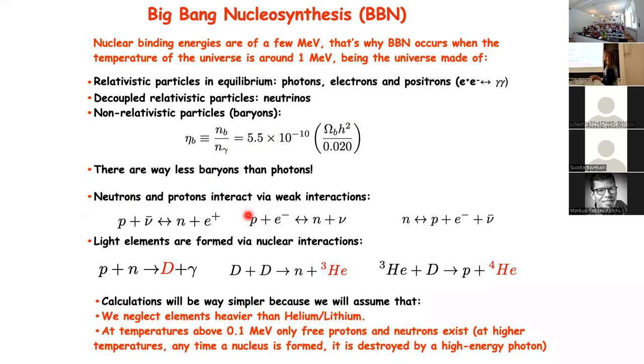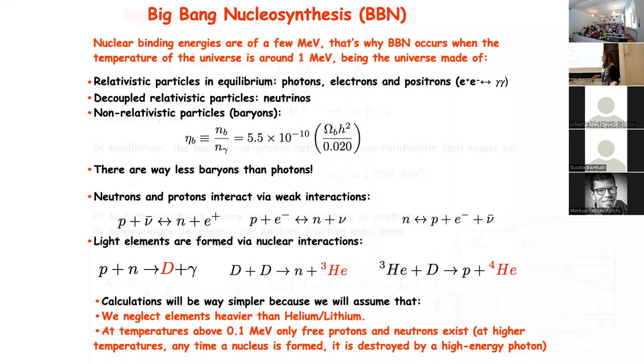Neutrons and protons interact via weak interactions, and light elements are formed via nuclear interactions. So proton plus neutron gives deuterium plus gamma, deuterium plus deuterium, helium-3 plus deuterium, proton plus helium-4. The calculations are very tough, but normally one can assume that no elements heavier than helium or lithium are formed, and also that at temperatures above 0.1 MeV, there are only free protons and neutrons, because at higher temperatures, anytime a nucleus is formed, a high energy photon will destroy it.